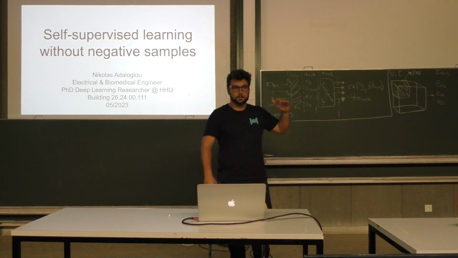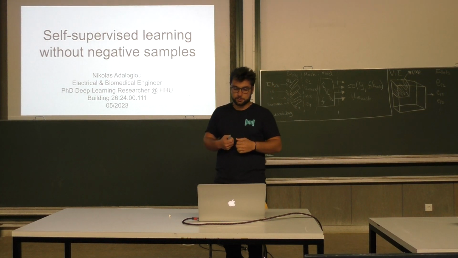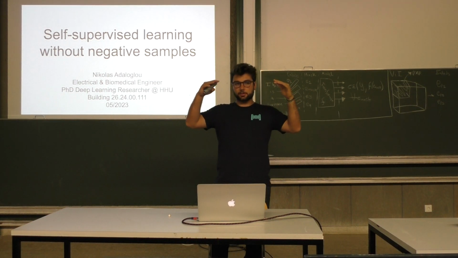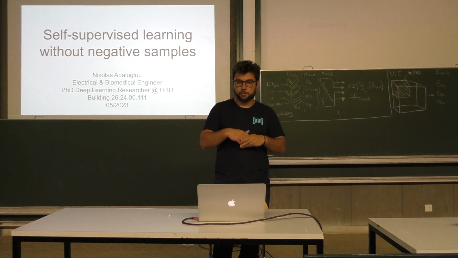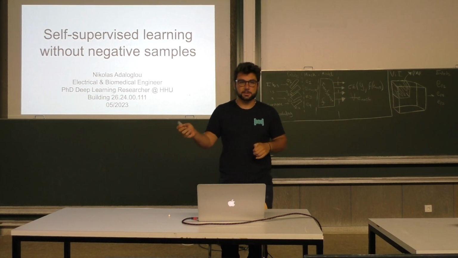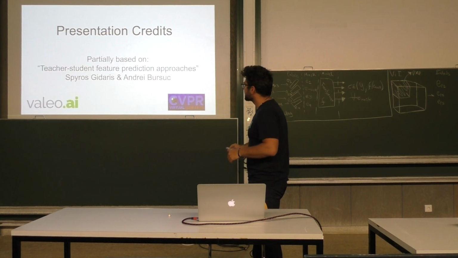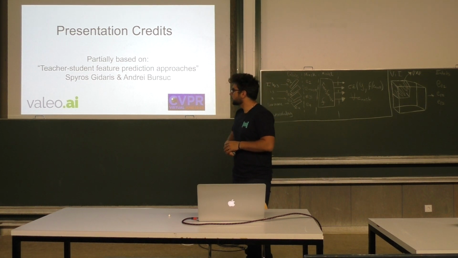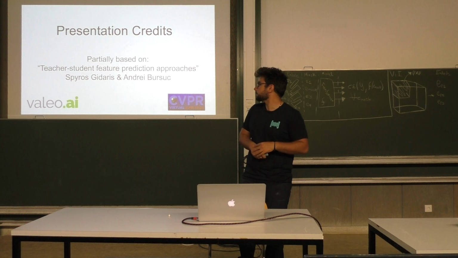So far, we have covered how SimCLR works, this loss function, the batch size, and the correspondence to negative samples. I will go one step beyond that and see how the state-of-the-art methods of the latest years do self-supervised representation learning in the visual domain, but without being dependent on the batch size or the negative samples. So the first part, some credits. This presentation is based partially on some slides from a CVPR workshop from Spyros Gidaris and Andrei Gursuk.